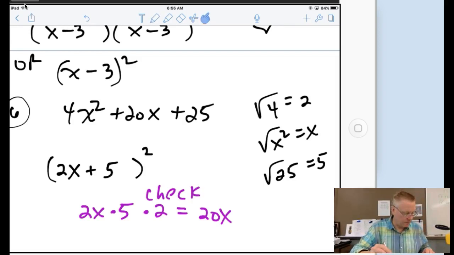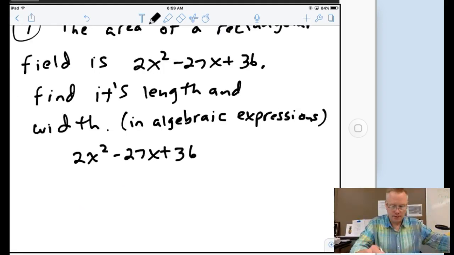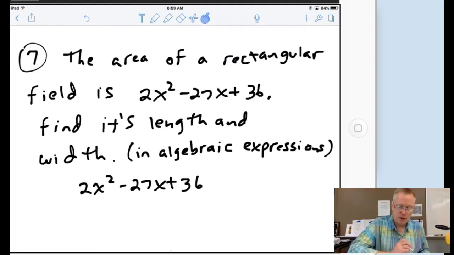All right. So those are some of the couple special cases with factoring. All right, so number 7. The area of a rectangular field is 2x squared minus 27x plus 36. Find its length and width in algebraic expressions.